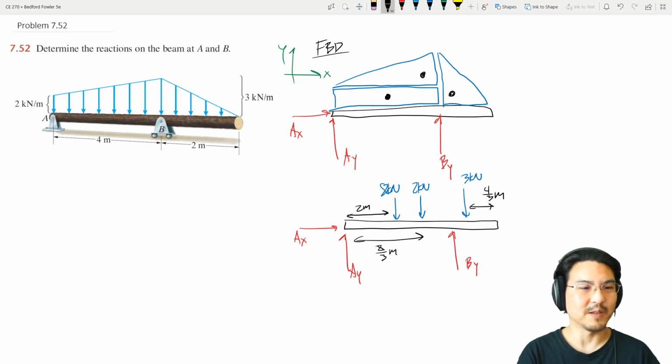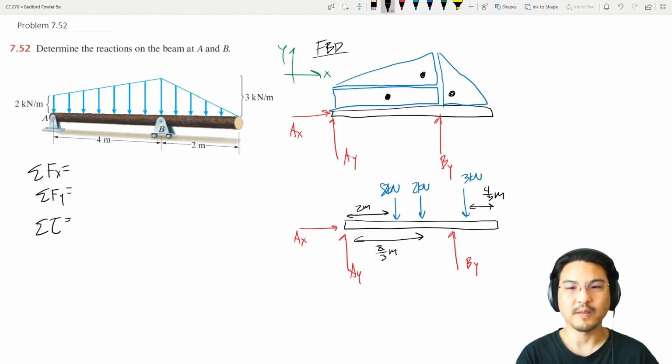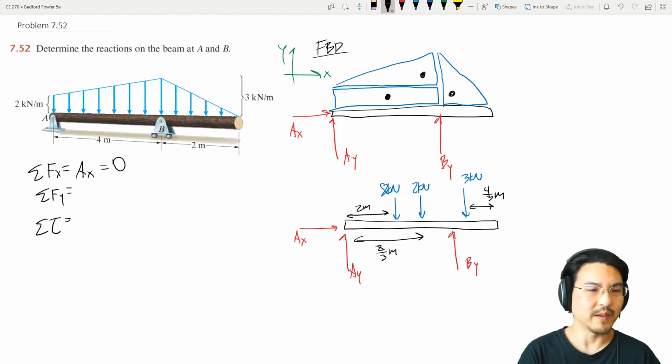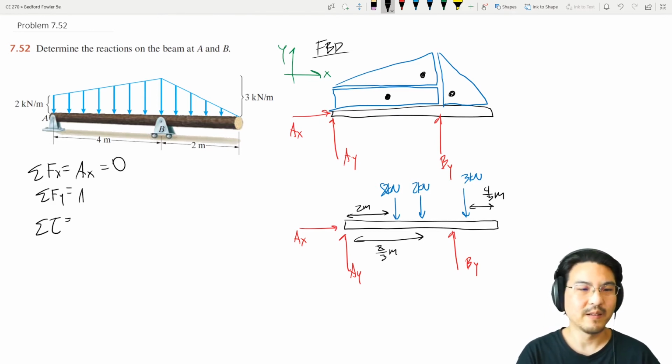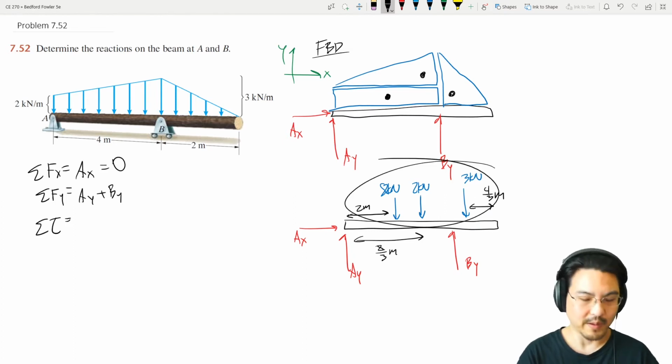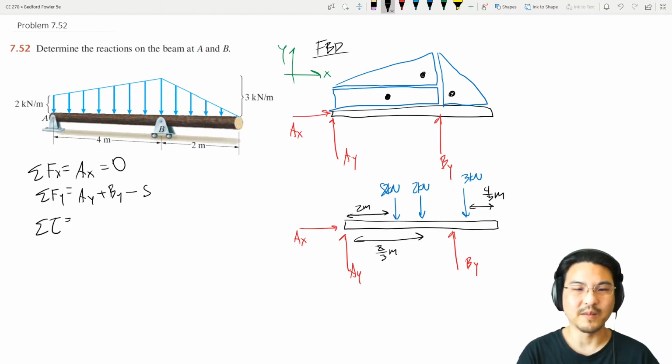So now let's write Newton's laws. Okay, x direction, Ax. That's all. Okay, y direction, Ay, By, and then these 3: -8, -2, -3.